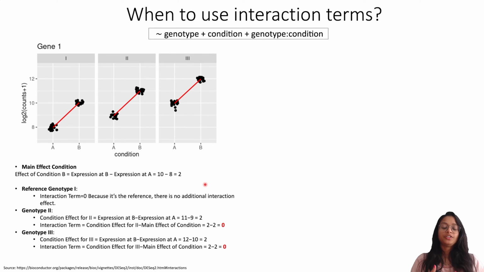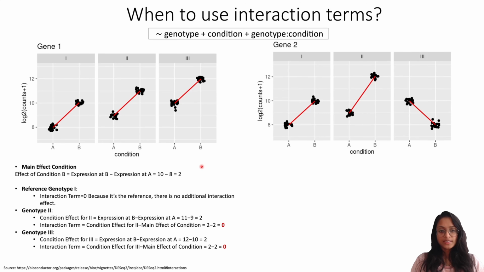Since the effect of condition A to B is the same across all the genotypes, we can model this data without the use of interaction terms. Now let's consider another case.